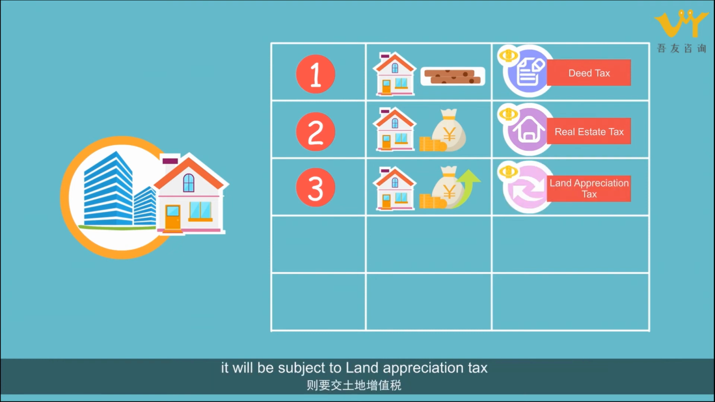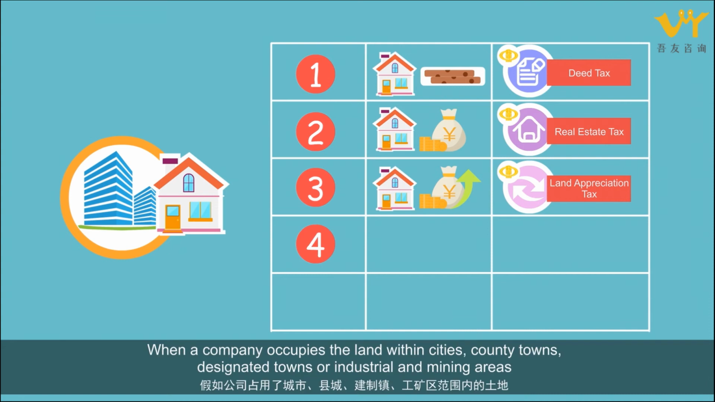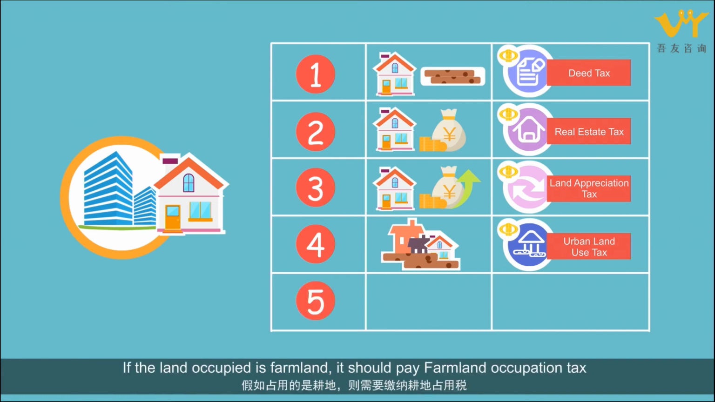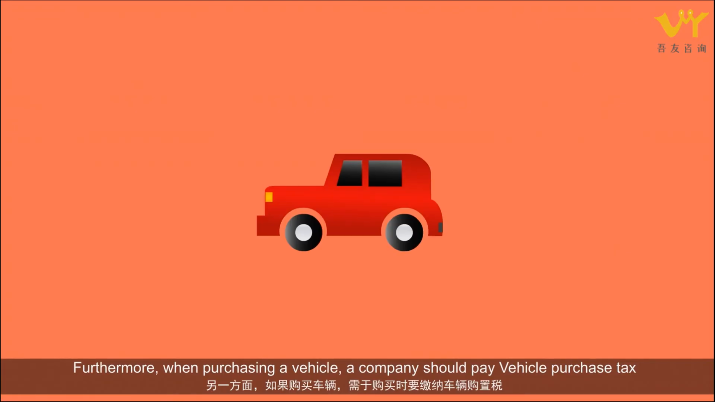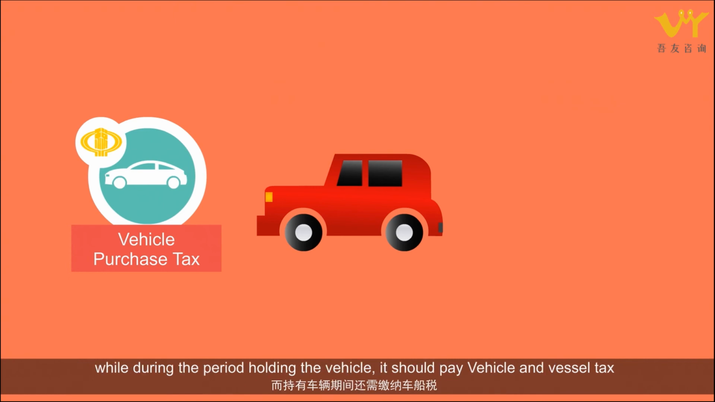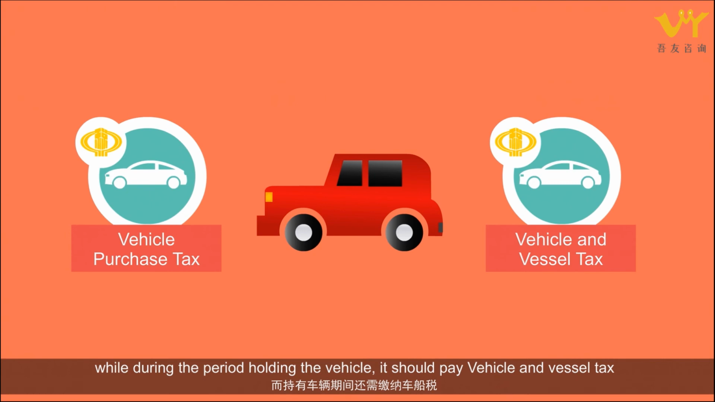land appreciation tax. Where a company occupies the land within cities, country towns, designated towns, or industrial and mining areas, it should pay urban land use tax. If the land occupied is farmland, it should pay farmland occupation tax. Furthermore, when purchasing a vehicle, a company should pay vehicle purchase tax. While during the period of holding the vehicle, it should pay vehicle and vessel tax.